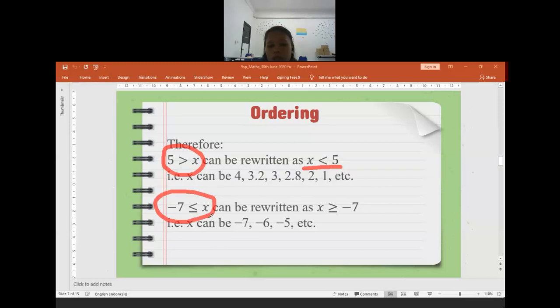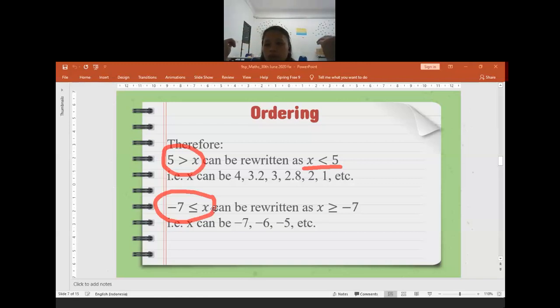negative 7 is less than or equal than x. Then I can rewrite it as x bigger or equals to negative 7. Just remember, when the number and the letters are replacing each other, the sign we also have to flip it.